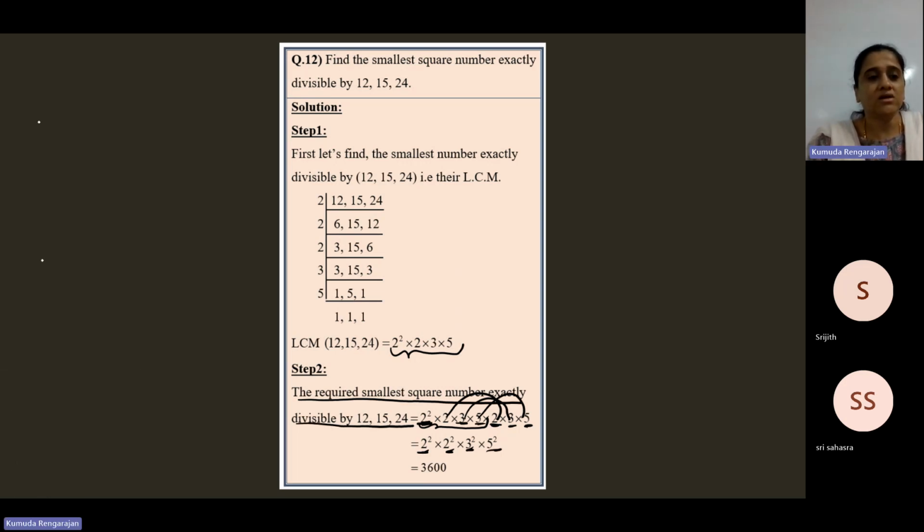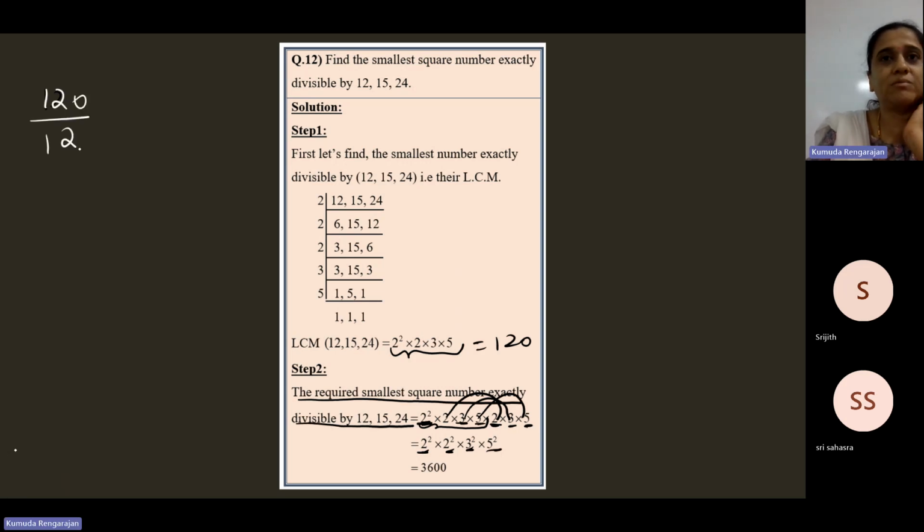Let's understand the answer. So 3600 is exactly divisible by 12. Let me tell you this first. What is 2 square into 2? 4 2s are 8. 8 into 15, 120. The LCM is 120, children. The LCM is 120. But we know 120 is not a perfect square. Find the smallest square number, meaning the number should be a perfect square. The LCM of these three numbers is 120. But 120 is not a perfect square.